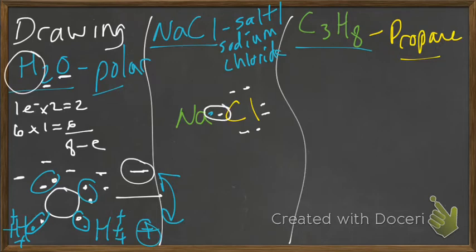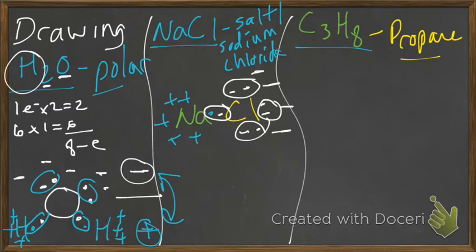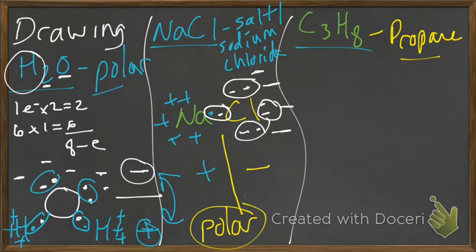1, 2, 3, 4, 5, 6, 7. There's a pair there. These are all negative charges. It's all negative everywhere here. This is all positive. So again, if I draw my line here separating it, this whole side is more positive, this whole side is more negative. So again, polar. Okay, so sodium chloride is polar as well.